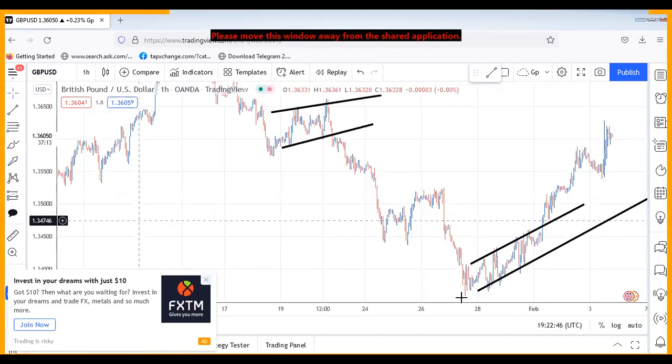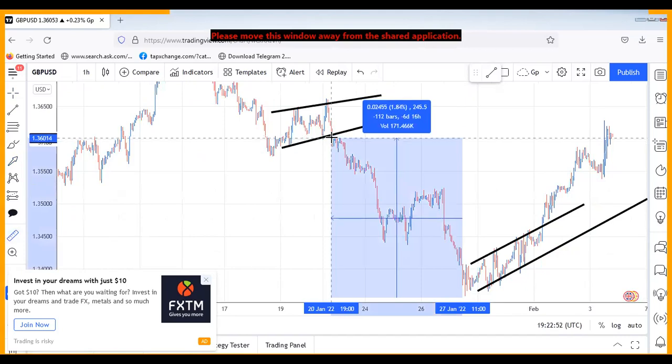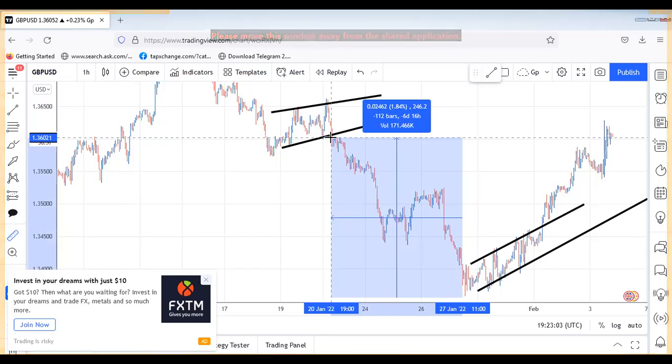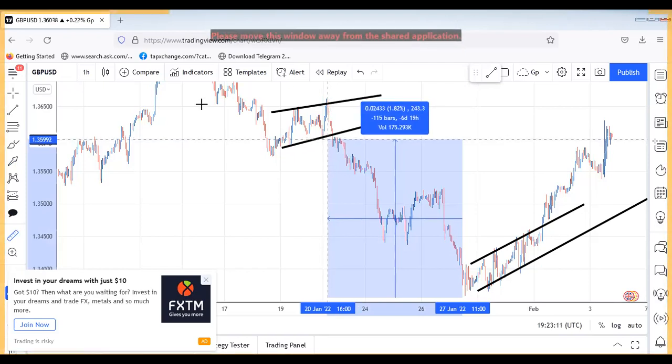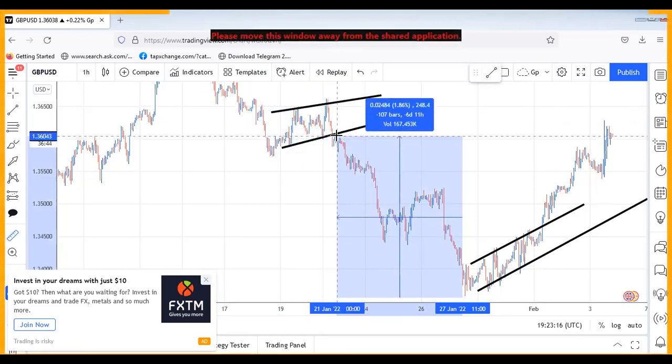Can you see? Just imagine you making from here to here. For my measurement, that's 245 pips. If you want to know the number of pips, look at my blue rectangular bar, you will see something like 246.2. That's the number of pips. So somebody trading a $1,000 account could have probably made $246.